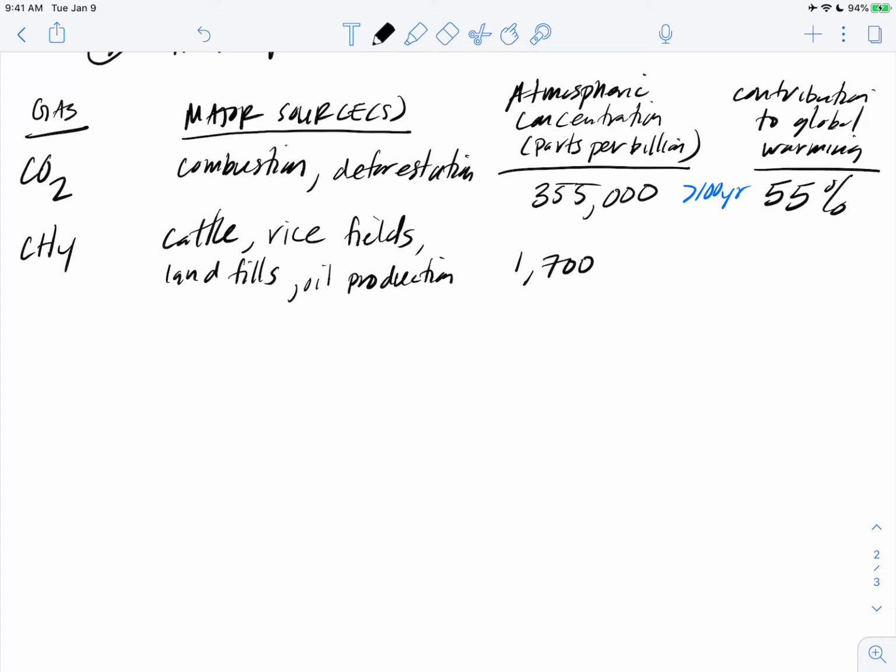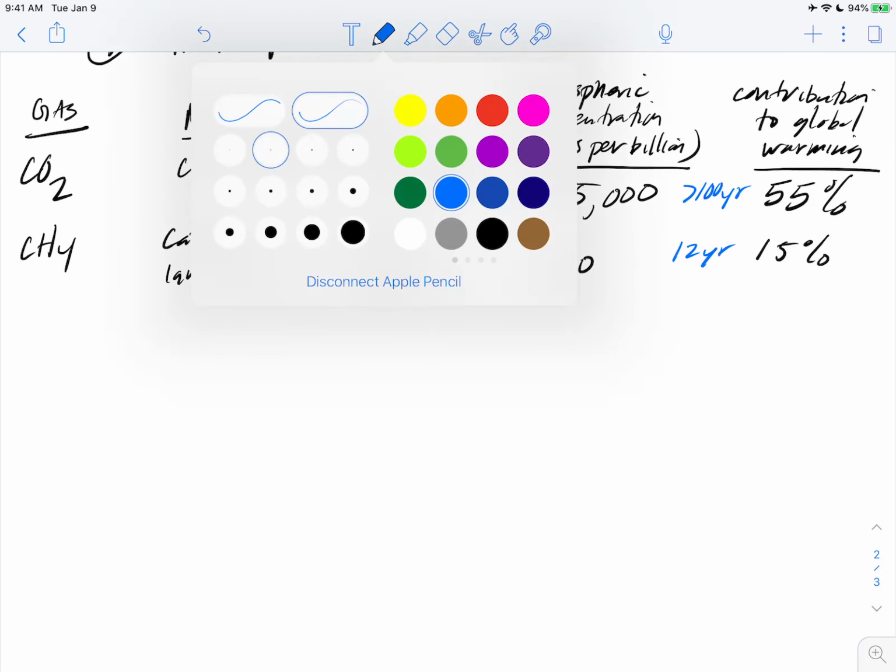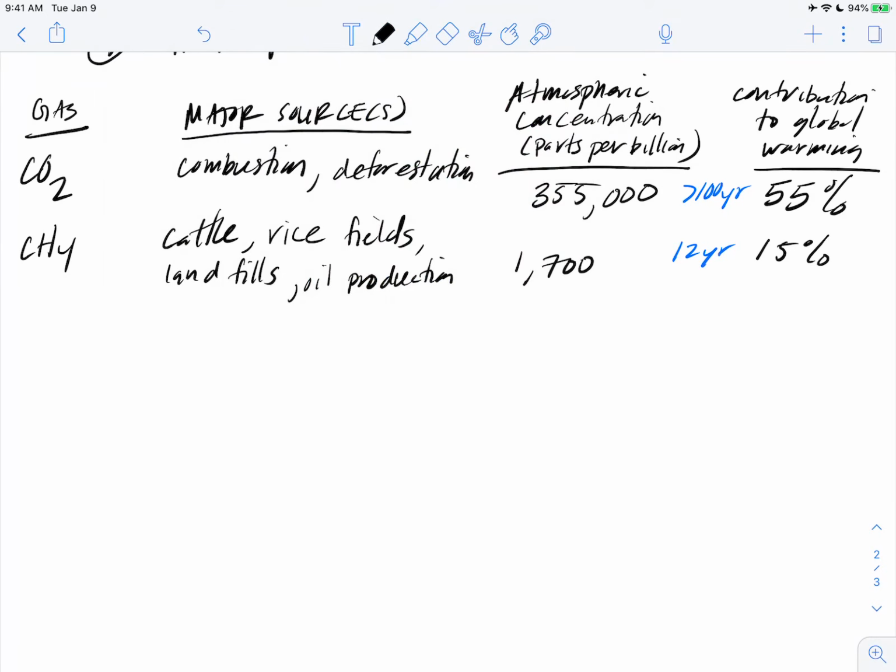But you'll notice this is 15%, and the lifetime of methane is only 12 years. So here's some good news, bad news. The good news is that 12 years is not that bad. If we reduce the amount of CH4 in the atmosphere, it has a big impact. And that's why you saw that reducing CH4 in the simulation actually had one of the biggest impacts you could do. Because over a shorter time period, it can make a big difference because it goes away.